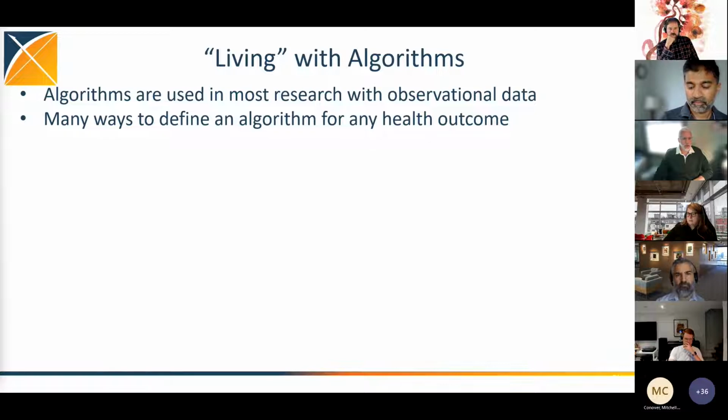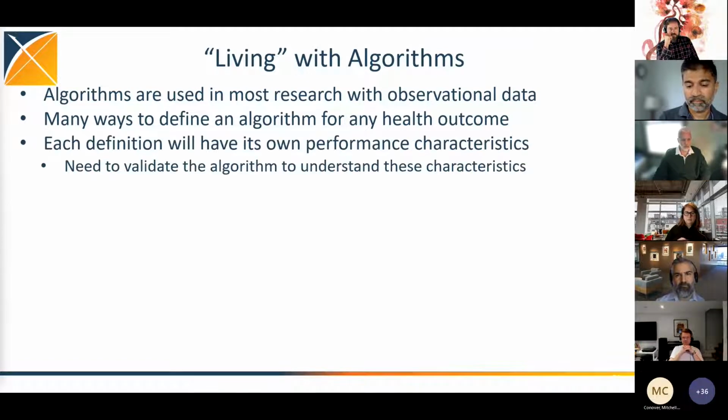And there are many ways to define an algorithm for any health outcome. As anybody who's tried to develop phenotype algorithms knows, there are dozens of ways that you can do it. Each definition will have its own performance characteristics: sensitivity, specificity, positive and negative predictive value. You need to validate that algorithm to be able to understand these characteristics.